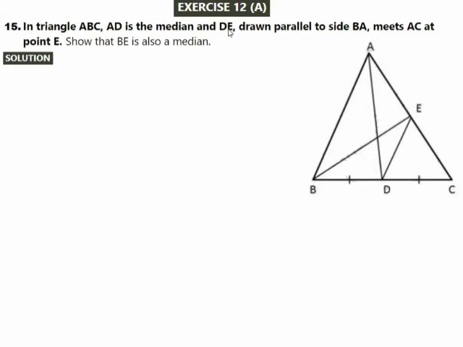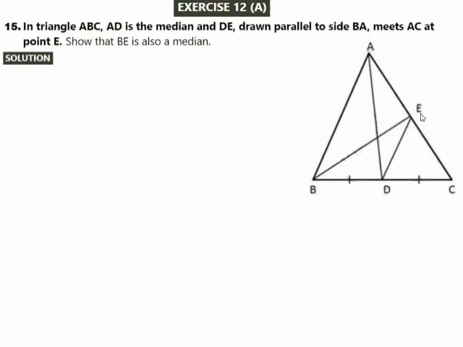and DE drawn parallel to BA. So this DE is parallel to BA, okay. So this DE meets AC at point E. That means this DE meets AC at point E. Now we need to show that BE is also a median, okay. So BE, this part, is also a median.